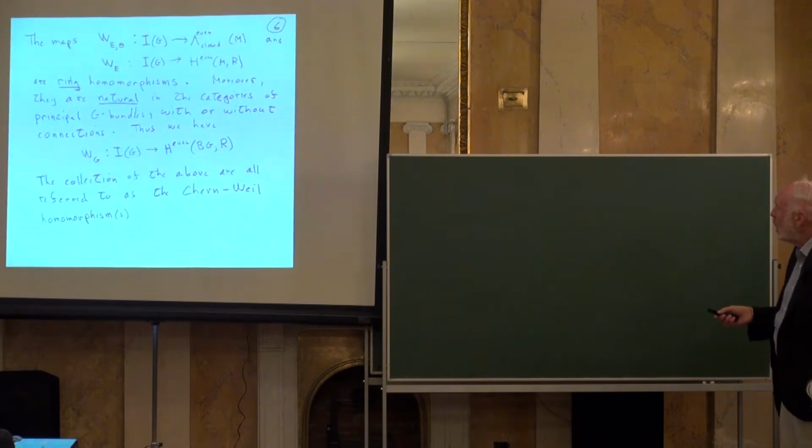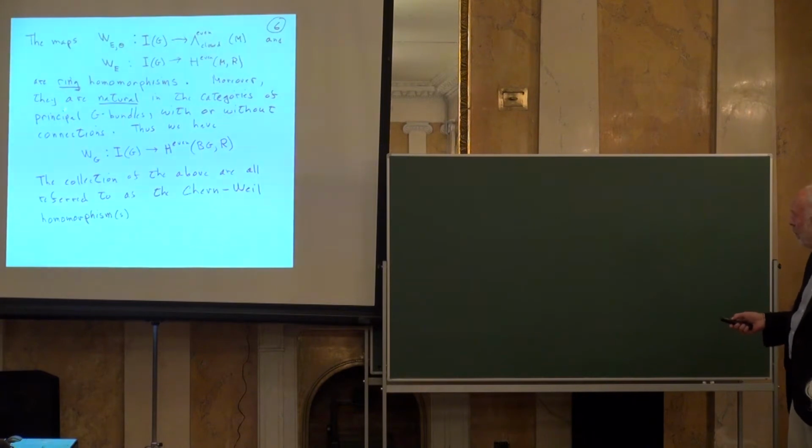There it is. So what we had here is a map depending on theta, of the invariant polynomials into even closed forms on M, and then, without the connection, from the invariant polynomials into even cohomology in the base. So these were all characteristic classes. These maps are ring homomorphisms. These invariant polynomials are a ring, and there's a ring structure in both of these things. And moreover, they're natural in the categories of principal G bundles with or without connections.